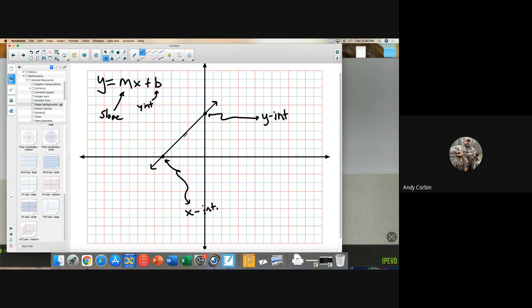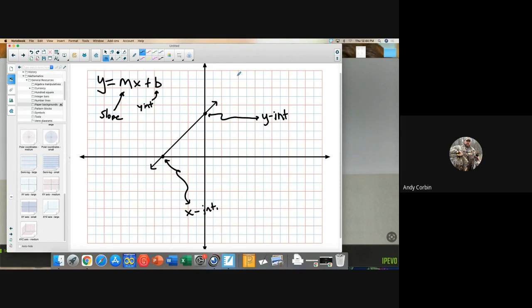Okay? But most lines have a y-intercept and an x-intercept. Now the x-intercept doesn't show up in the slope-intercept form, but it still exists, and it's still an important thing for us to know. Okay? So, let's go back. What's the slope of that line? It's positive. Definitely going to be positive because it rises to the right.